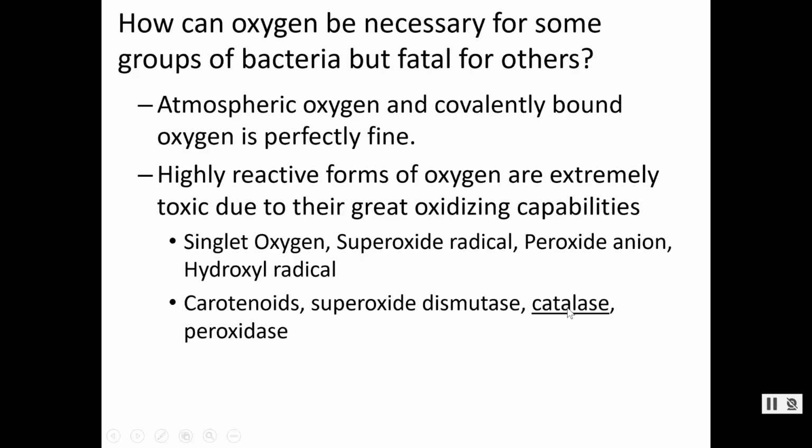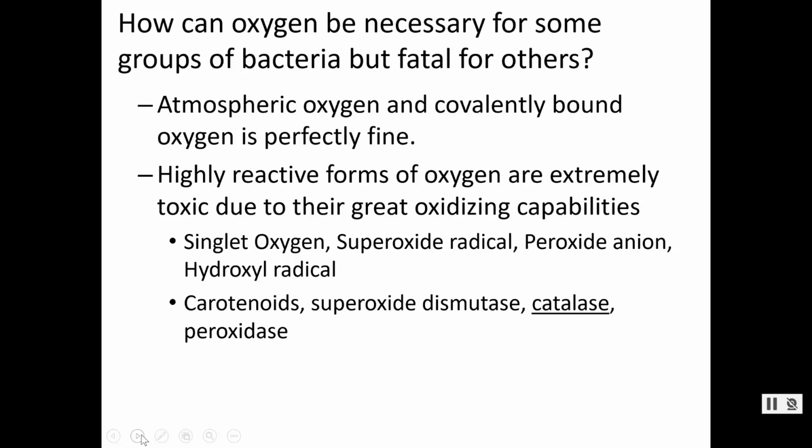All right, so that's an enzyme, catalase, that does that. There are carotenoids that deal with singlet oxygen, superoxide dismutase. So again, the aerotolerant anaerobes have to have adaptations that let them deal with these reactive forms of oxygen. So that's how oxygen can be helpful and then fatal for other microorganisms.